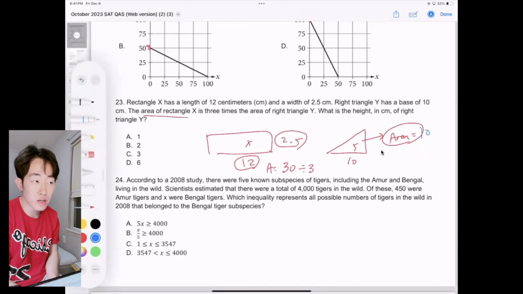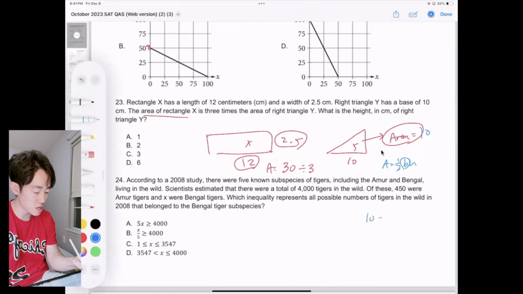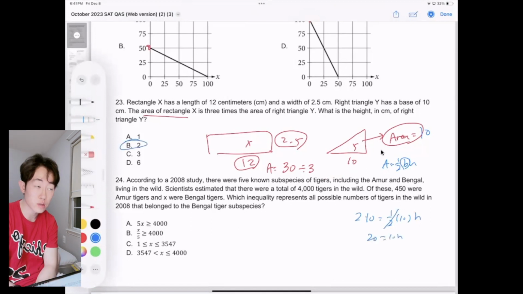All right, so I have the area of the triangle. Area equals 1/2 base times height. The area is 10, plug it in, and the base is already 10, so we can figure out the height. So 10 equals 1/2 times 10 times the height. Double it to get rid of the half. 20 equals 10h, so h must be 2.